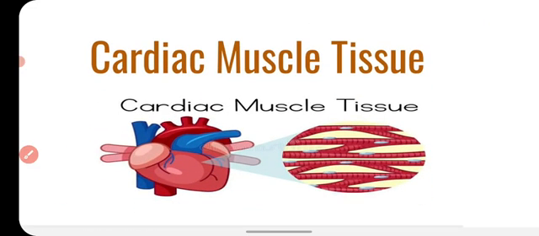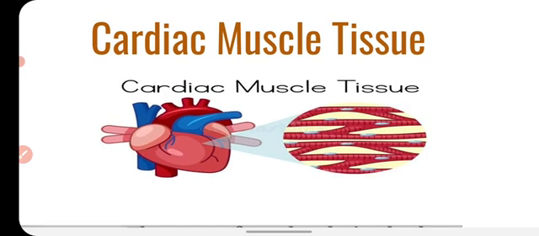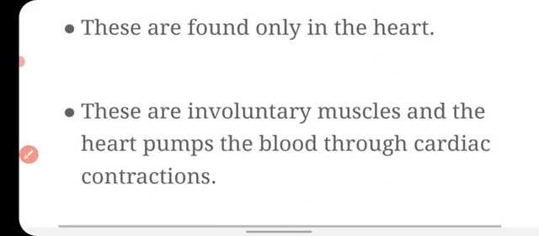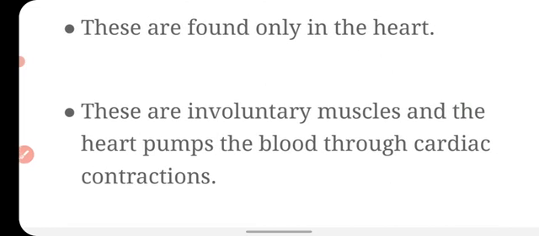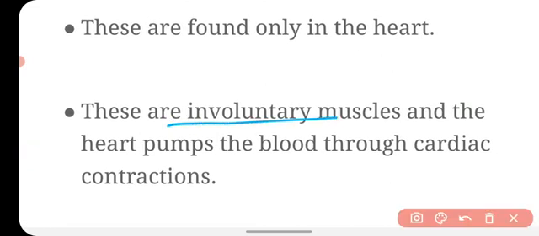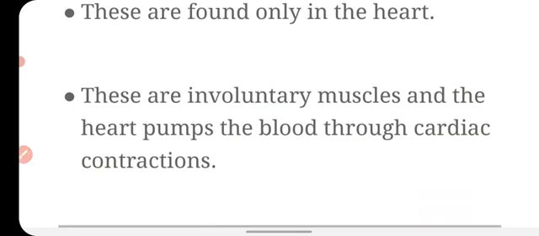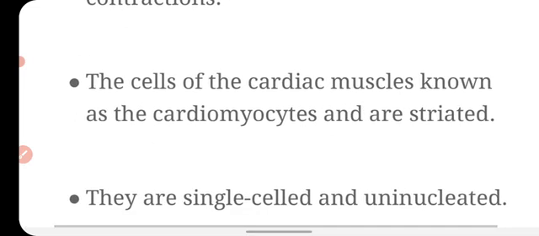Now we will talk about the cardiac muscle tissue. Cardiac muscle tissues are a very specific and specialized kind of tissue, and they are found only in our heart. These are involuntary muscles. We cannot control them, and the heart pumps the blood through cardiac contractions. These muscles contract and cause the heart to contract and generate the flow of the blood.